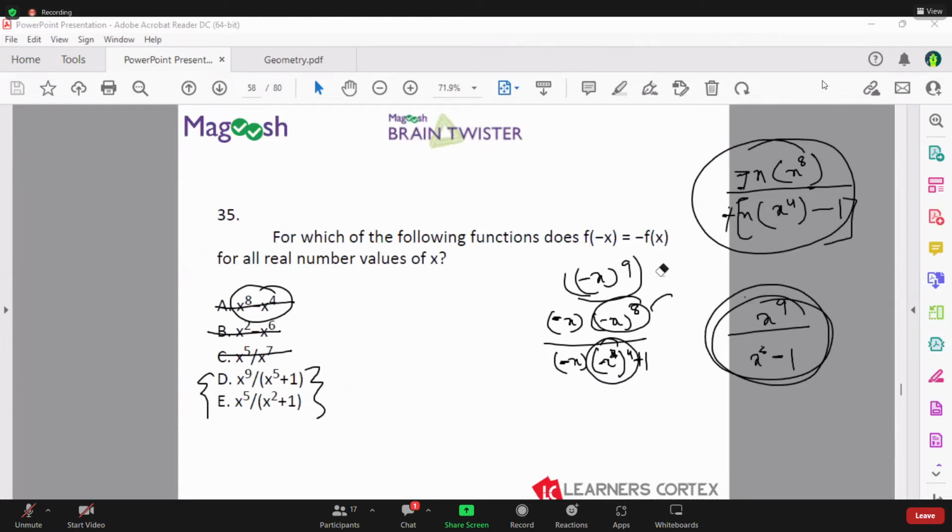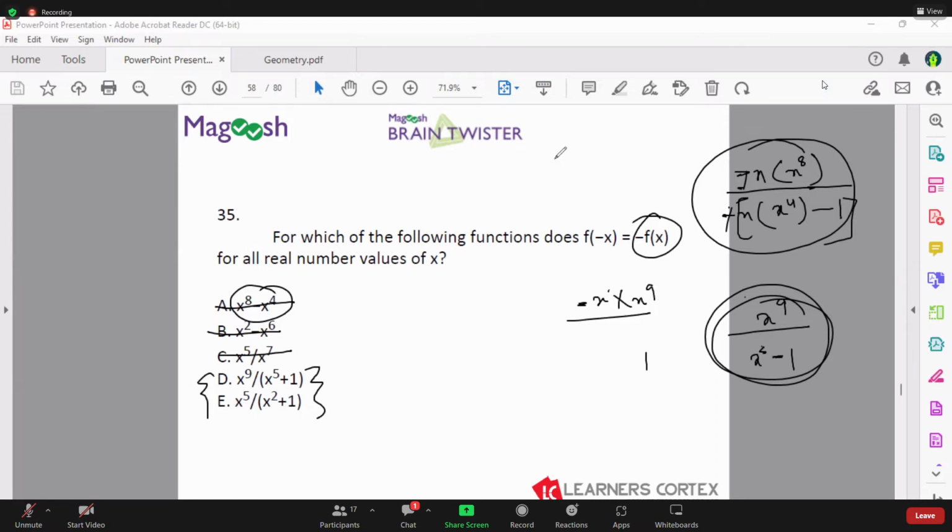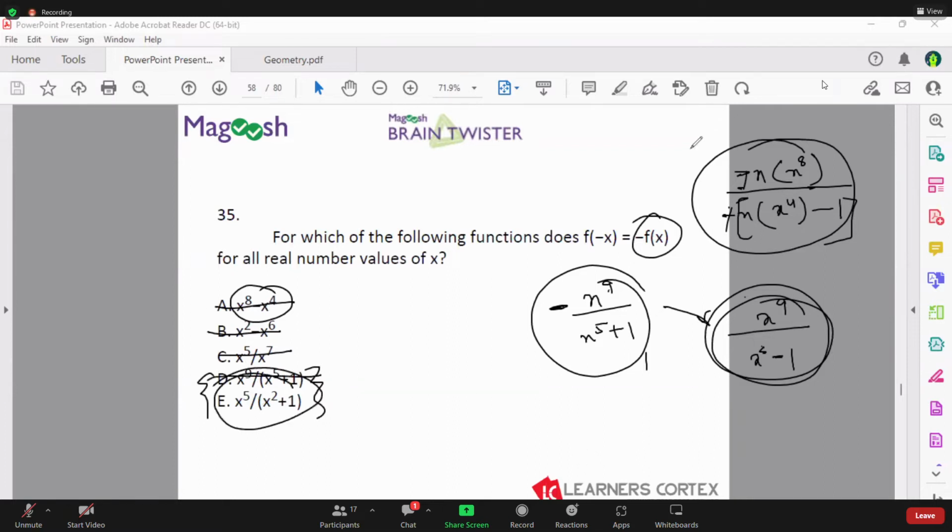However, when you put the same value here, it would be x minus x, again the same thing, minus x into x to the power 8 over... wait a second, this would come as x to the power 9 over x to the power 5 and then plus 1. Since it is minus, we'll just put a minus sign here. So again, these two are not equal, and the only option remaining would be this.